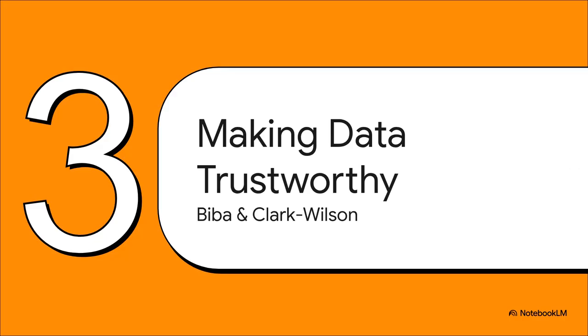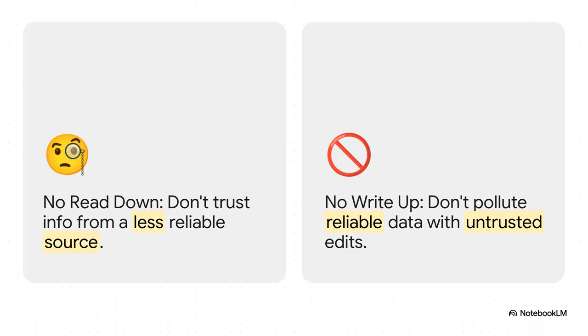Okay, on to part 3, making data trustworthy. We'll look at the Biba and Clark-Wilson models for integrity. So Bell-LaPadula is great for keeping data secret, but what about keeping it trustworthy? How do you make sure the data hasn't been messed with, either by accident or on purpose? Well, that goal is called integrity, and it needs a totally different way of thinking. And first up for integrity is the Biba model.